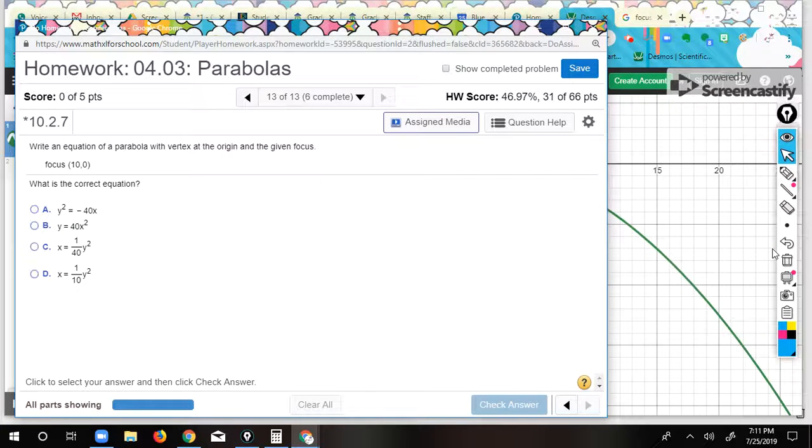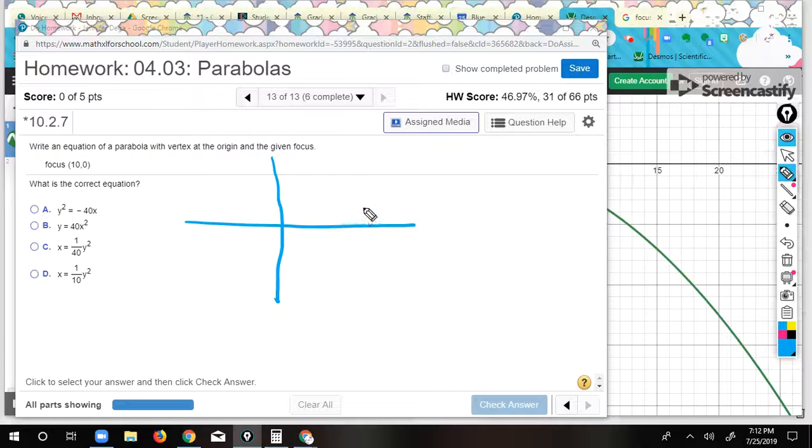So this one here, we want to write an equation of a parabola at the origin with the given focus. So if the focus is at 10, 0, and you can do a few things. You guys could guess this, but you don't need to. The focus is at 10, 0.